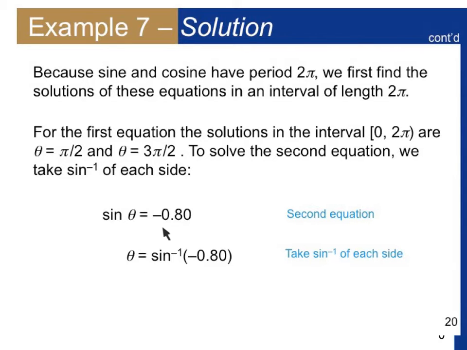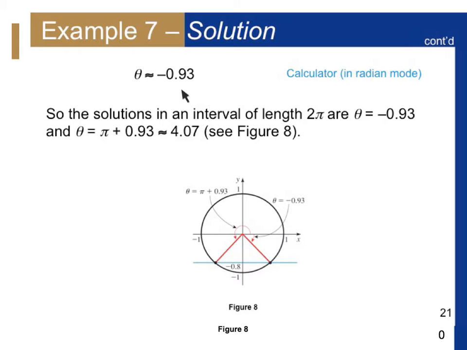Okay, and then to find where the sine is minus 0.8, we take the inverse sine, just like we did before. So we would use a calculator for this to get our answer. Try to do it in radians here. Okay. And we do that, we get theta is about minus 0.93 radians. So the solutions in this interval of length 2 pi are theta equals minus 0.93.